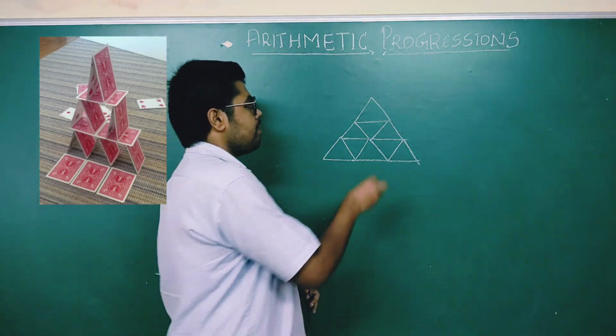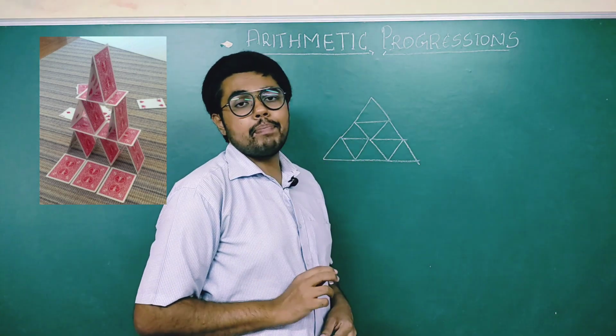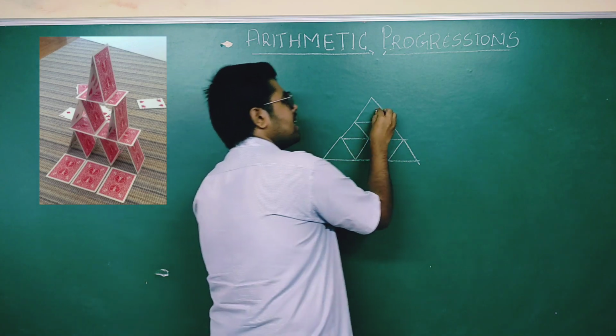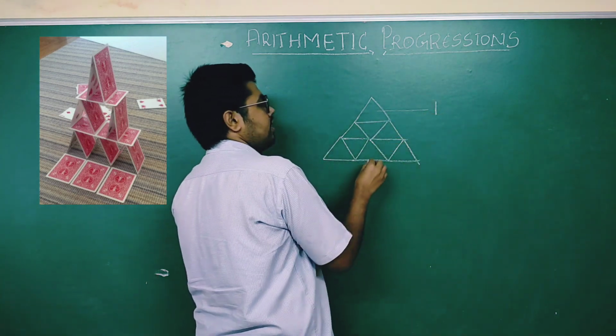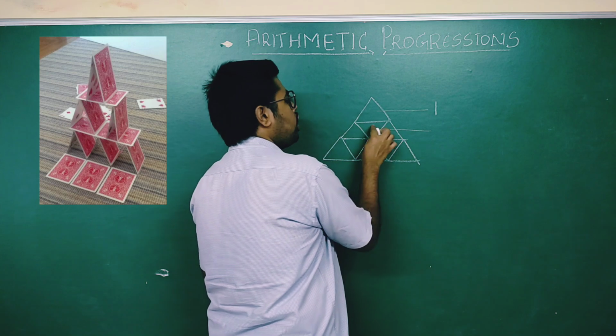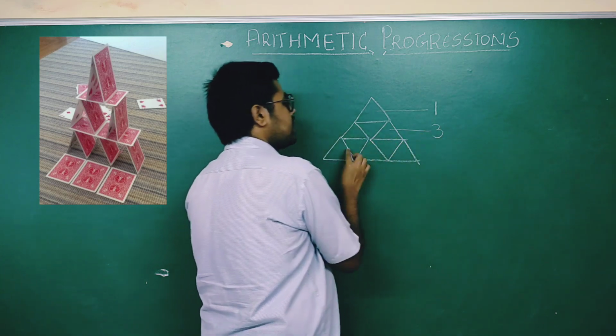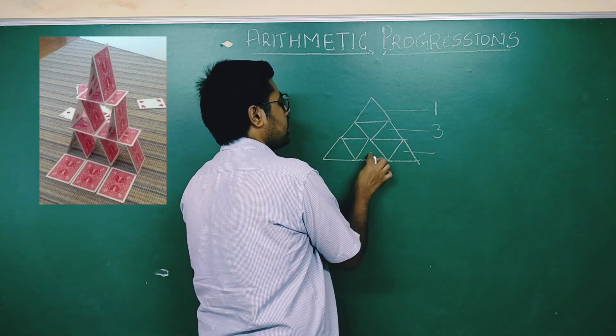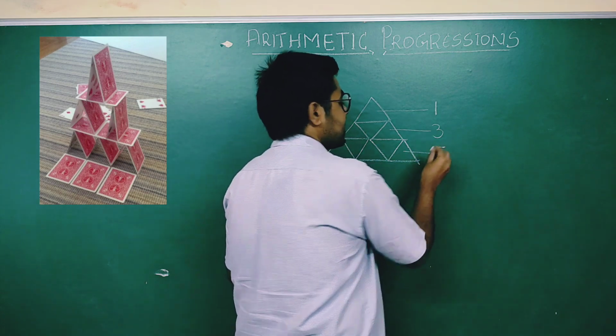Now if you see here, there is one particular pattern. What is the pattern? In the first layer, there is one triangle. In the second layer, there are 1, 2, 3, three triangles. In the next layer, 1, 2, 3, 4, 5 triangles, correct?